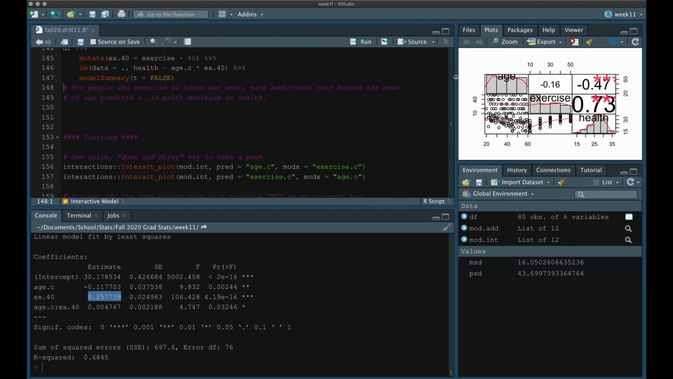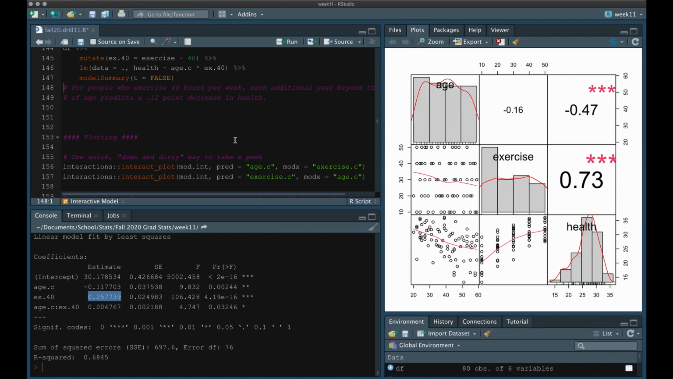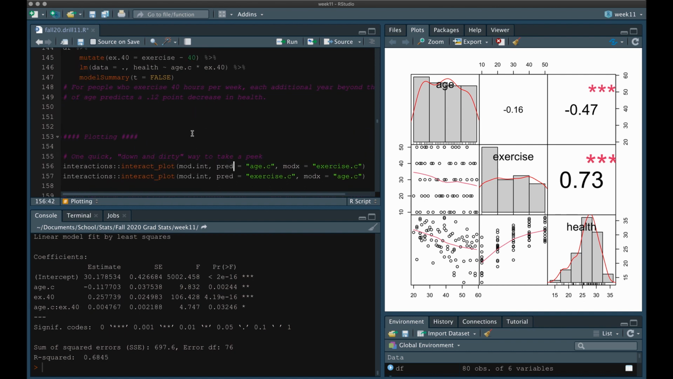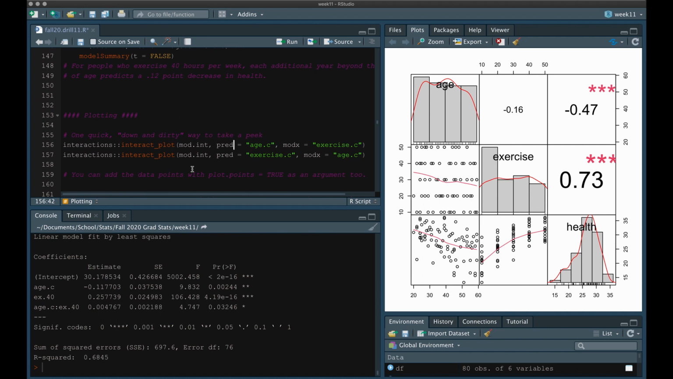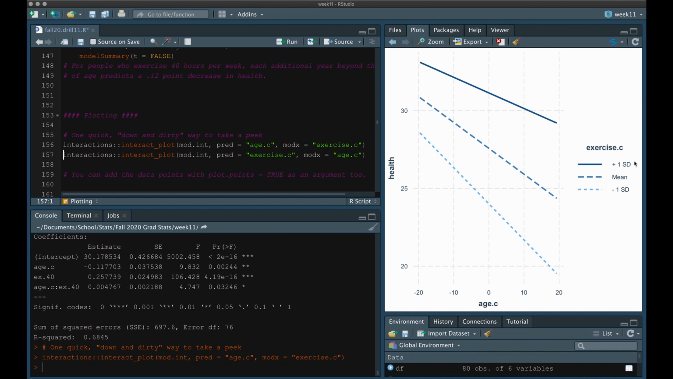Now, in terms of plotting these, I will show you real quick that the interactions library has a function called interact_plot that I like. This is pretty much literally all I can tell you about it. This is something that Bill had suggested, and I've literally never used this before this week. But basically, you put in whatever your model is, and whatever your predictor is, and whatever the moderator is. In this case, our predictor is centered age, and the moderator is exercise. When we run that, it'll show us our nice pretty lines.